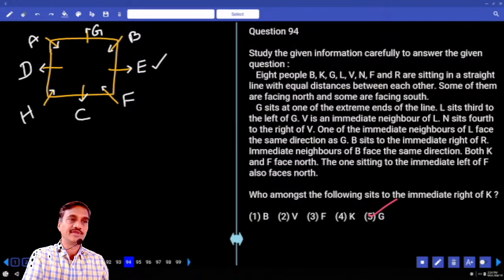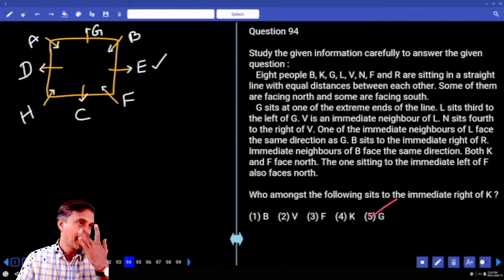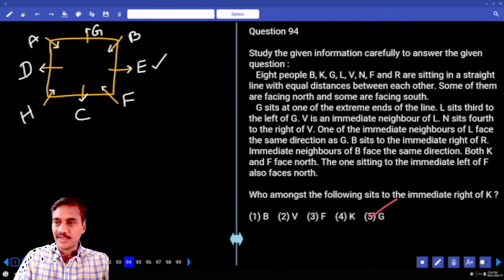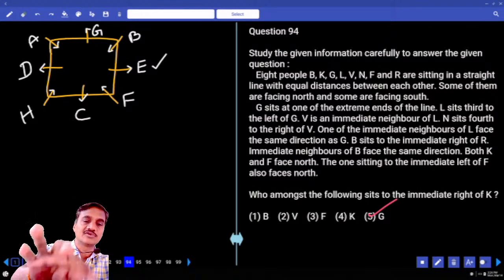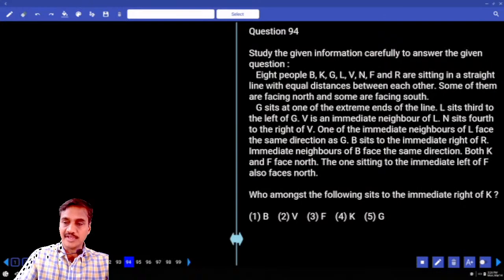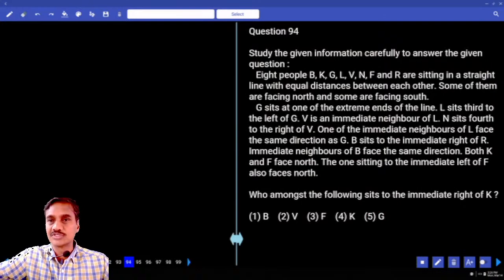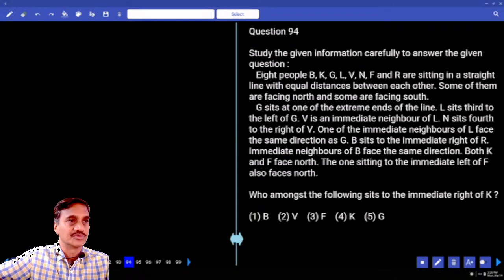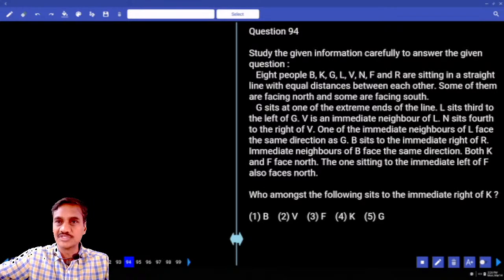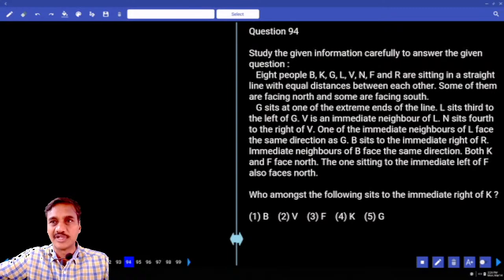Then 94 onwards. Which category does this come under? 94 to 98, a row arrangement. 8 persons are seated around a row table, and some of them are facing north and some are facing south. Some north and some south is given. Should it be under first or second priority?